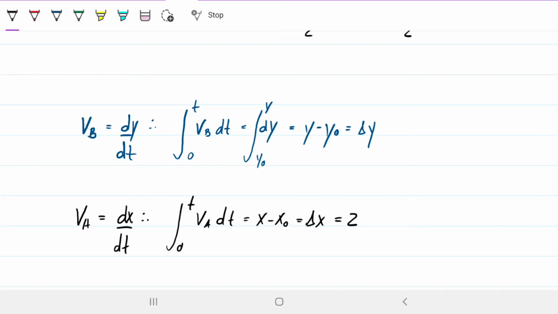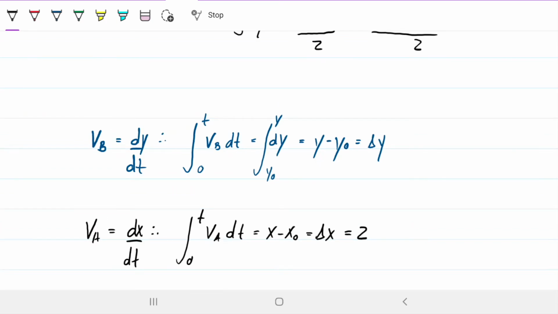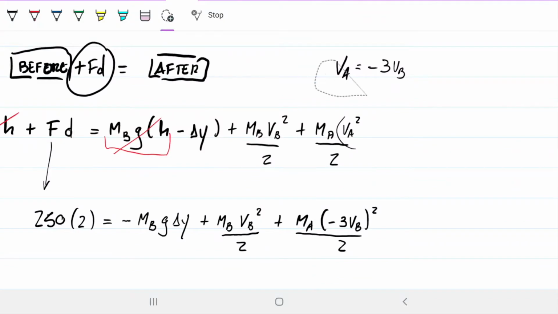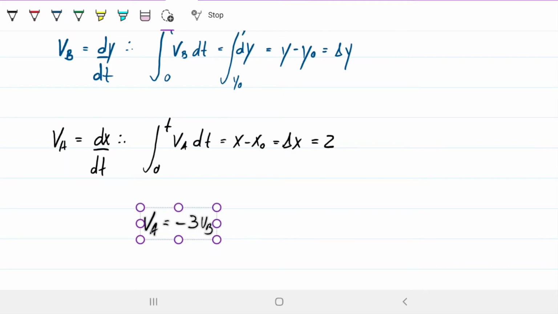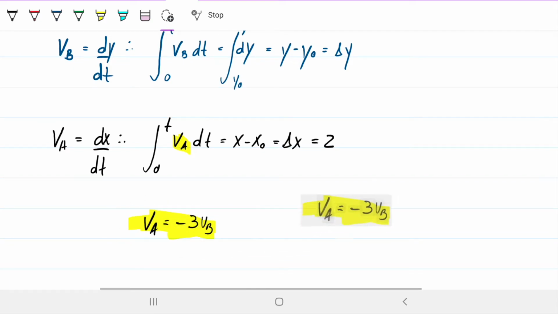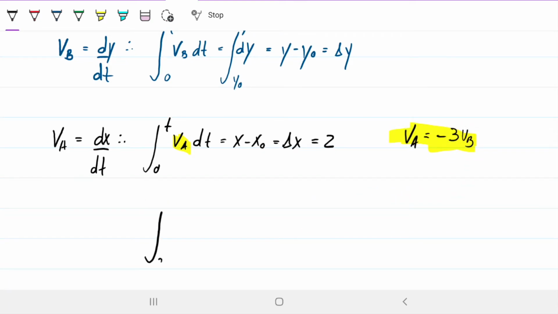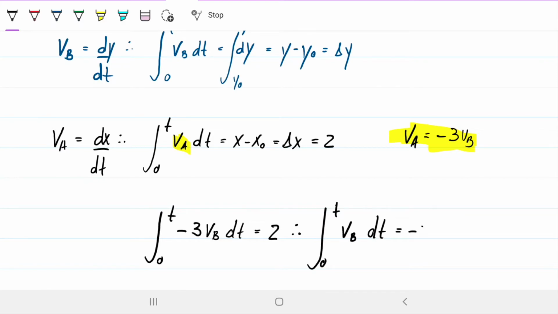Yep. Now, what do we know about VA? Let me put it somewhere in the corner here. We know that VA is just minus 3 VB, right? We've known that already for a while. So if this is true, then I can substitute it in where I have VA. So this is saying that the integral from 0 to t of minus 3 VB dt is equal to 2. Because 3 is a constant, the minus 3 can leave the integral. So this is the same thing as my integral from 0 to t of VB dt having to be equal to minus 2 thirds.